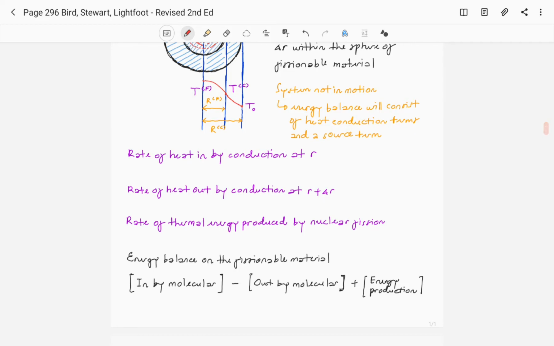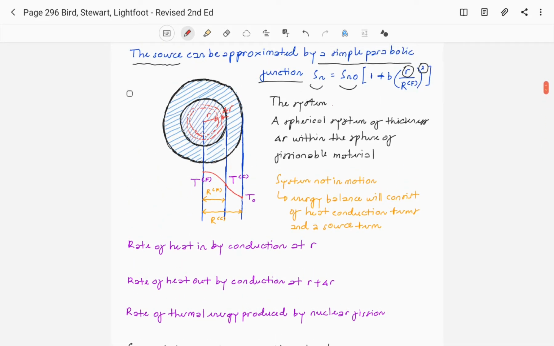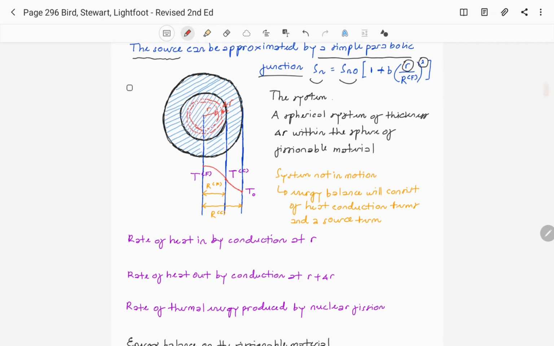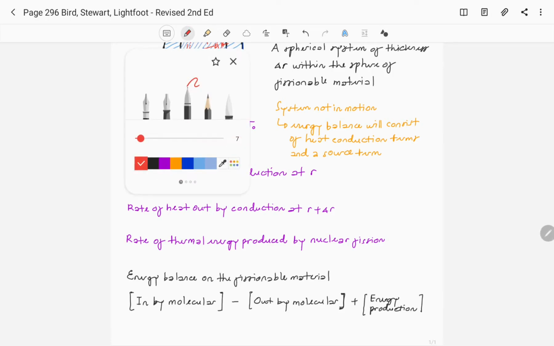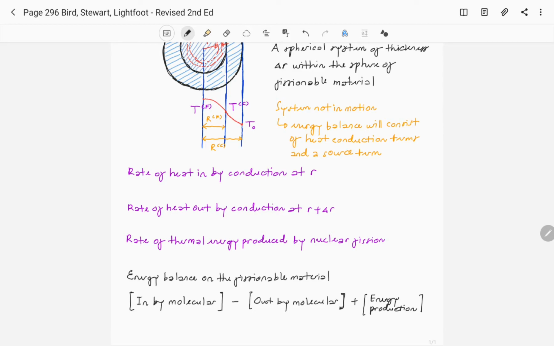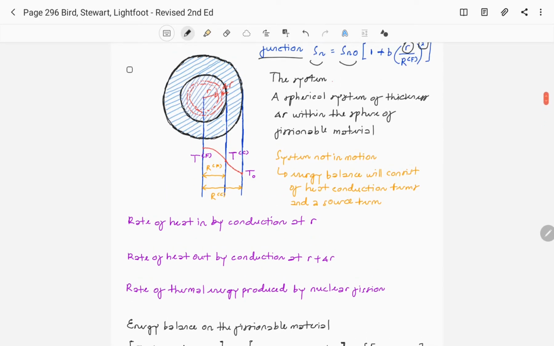and the source term. If we take this shell element, which we put in the dashed line here, then we can determine the terms associated with the rate of heat in, rate of heat out, and rate of thermal energy production. So let me put this in here. The first is the rate going in and out, and then whatever is produced within this volume of the sphere.